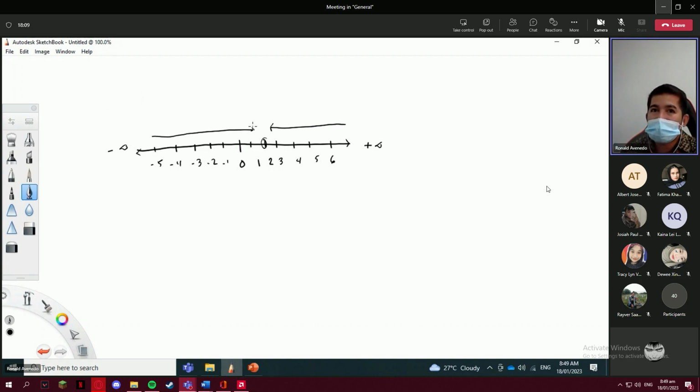And when we say it approaches, pwede siyang lalapit hanggang sa possible value na pinakamalapit sa 2 but it will never touch 2. So take note of that. Pwede siyang lumapit sa 2 pero hindi siya dapat tatama sa 2. Lalapit up to the closest possible value ng 2, but it will never touch 2. That is the concept of approaches.